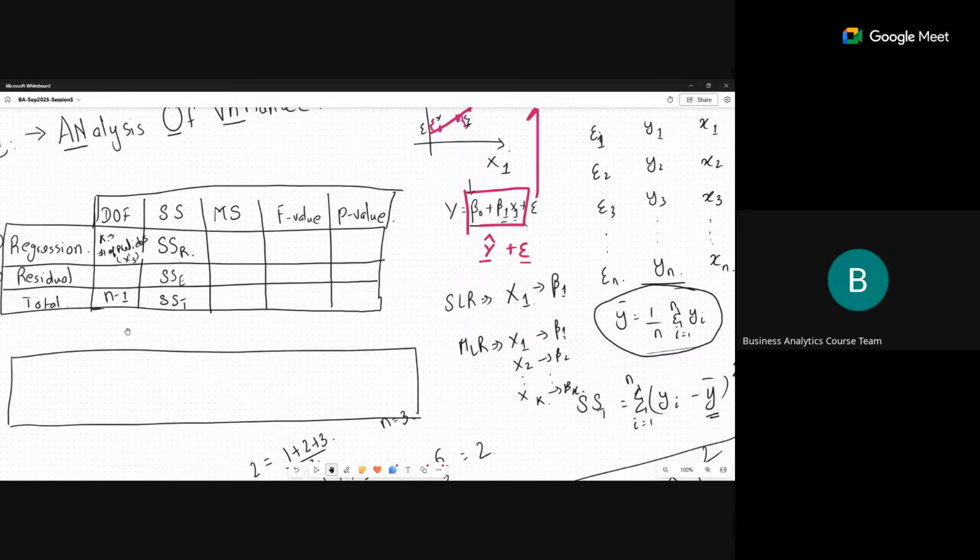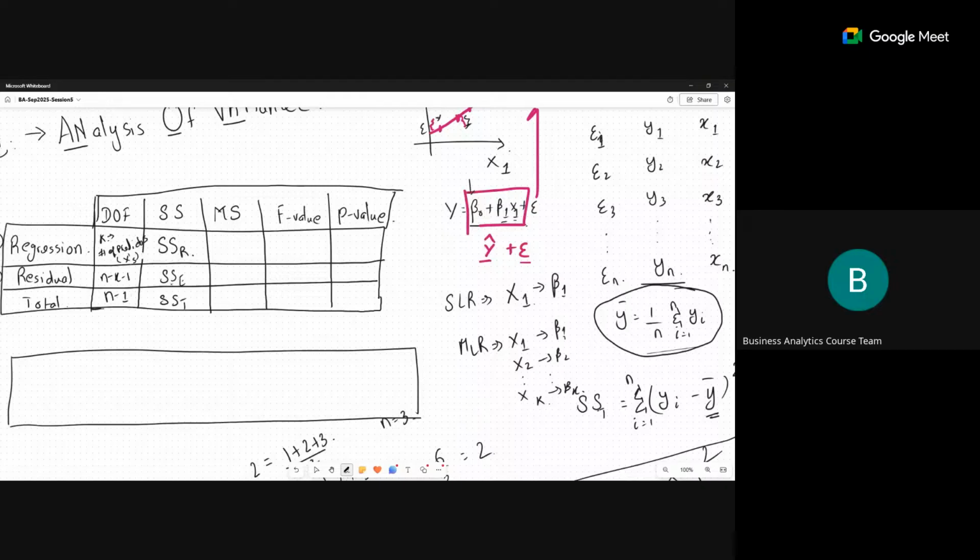Okay, got it? Even if you don't get it, that is still fine, but I'm just trying to tell you. And the total must always be these two, so the residual is n minus k minus 1. You'll always see in the columns that the regression plus residual will always be equal to total.